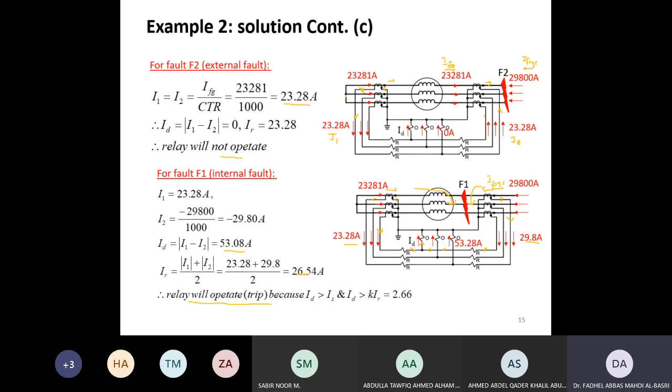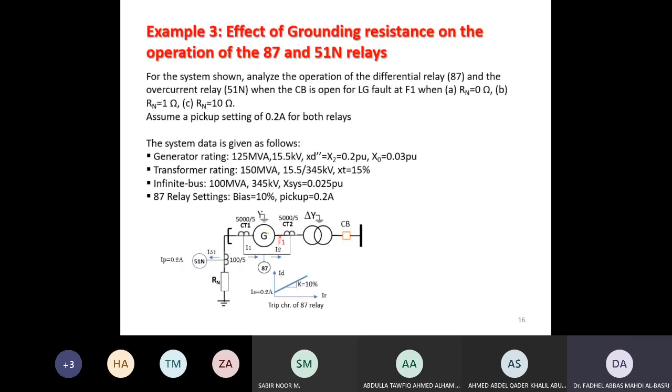And now I will also compare, if I have this grounded through resistance, the operation of this as compared to the differential relay. This is the last part of the example. Now in this case, I want to analyze the operation of the overcurrent relay with the differential relay when both have a minimum pickup setting of 0.2 ampere.